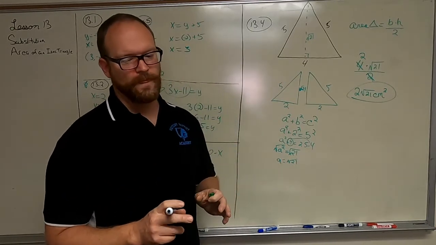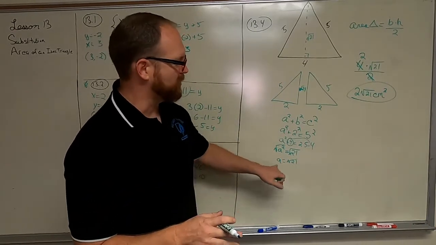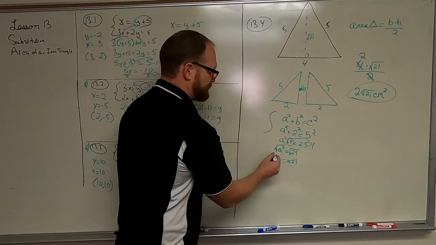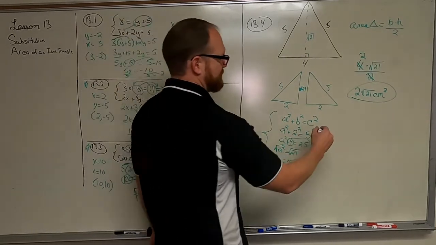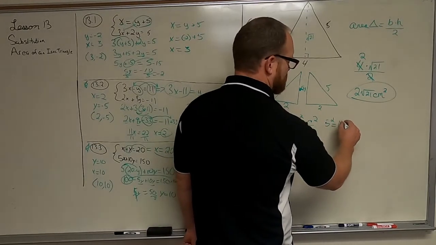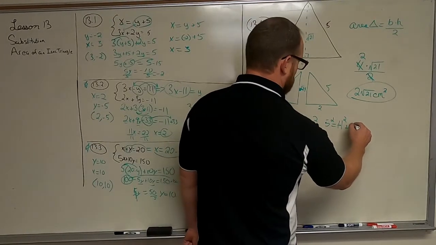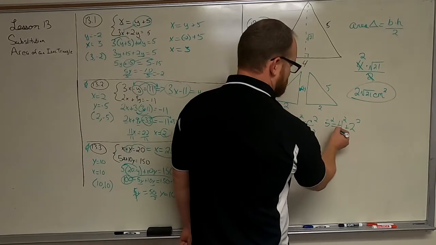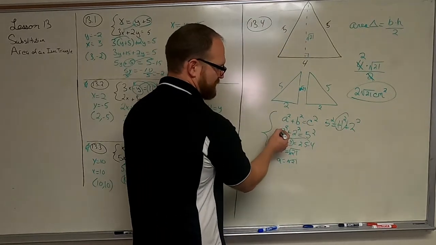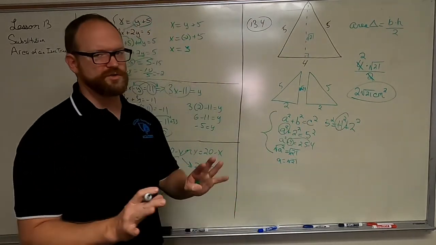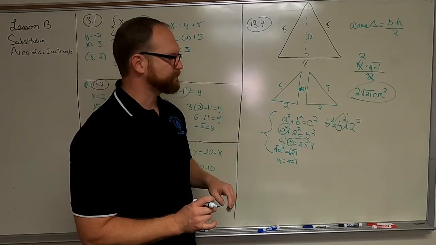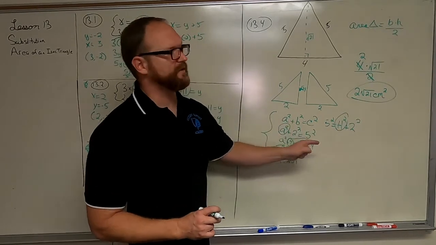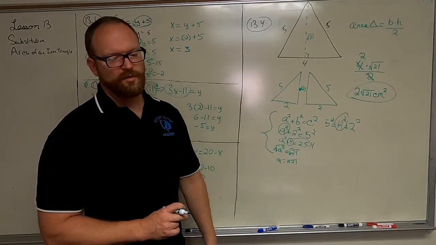I do want to point out real quick, if you're trying to follow along in your book with this right here, you're going to notice that they use 5 squared equals h squared plus 2 squared. The h squared will be the same thing as our a squared. I don't want you to get confused with that. They use the Pythagorean theorem. They just made it h for height, so you can understand what they're looking for.